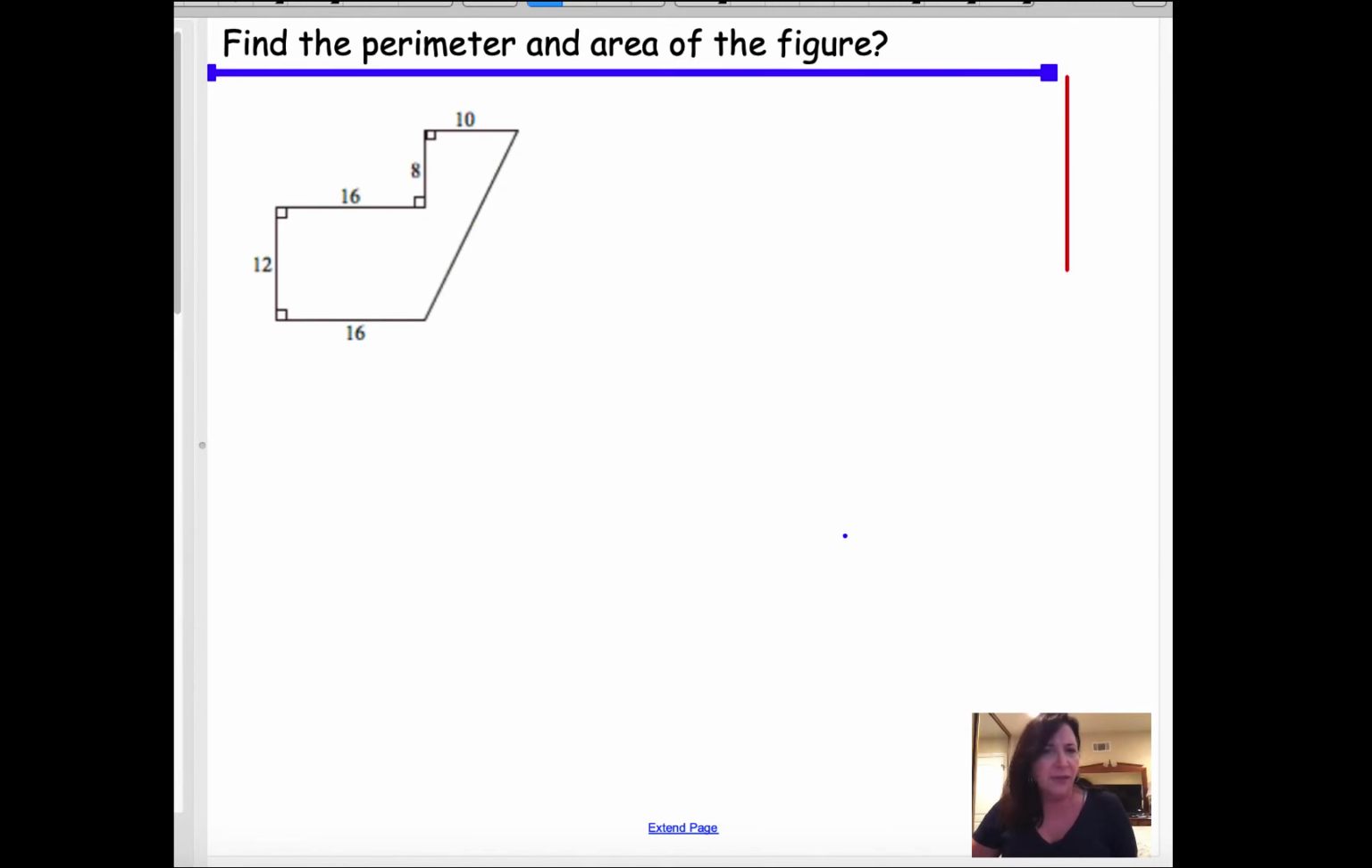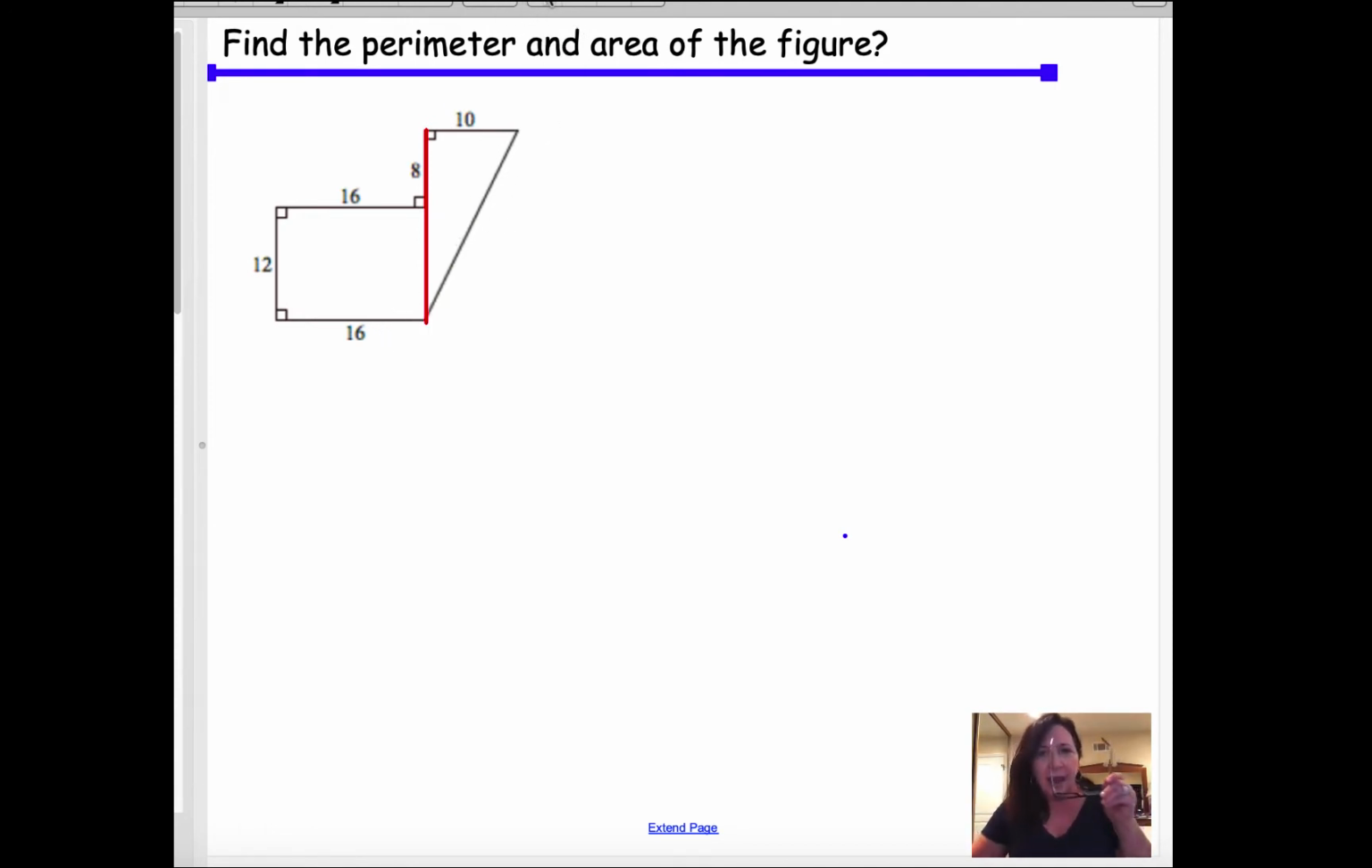For this question, it says find the perimeter and area of the figure. The first thing I would do is draw this line straight down here, and I actually did that. What that does is show me that that is a triangle, and it's a right triangle. Therefore, that's going to give me the length of this side over here.